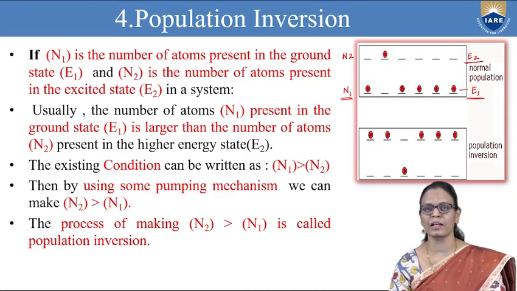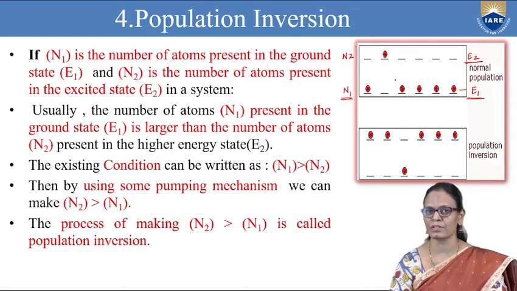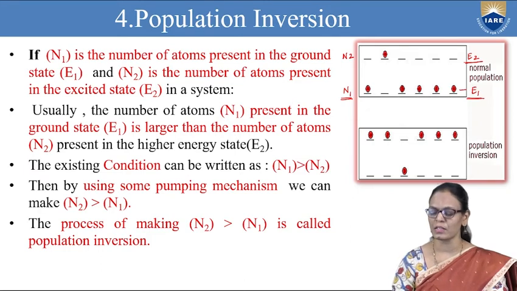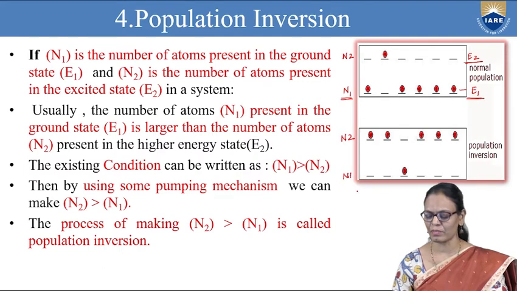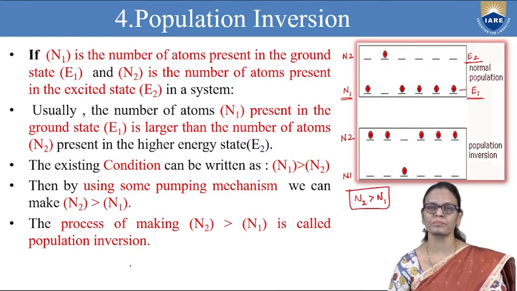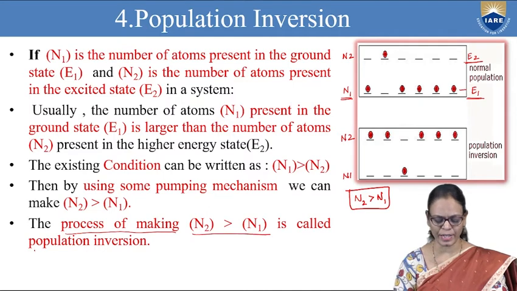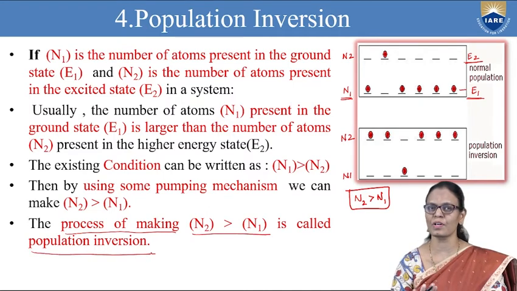And the atoms that are present in a given state, we are calling it as population. But this condition is not favorable for lasing action. For lasing action, what we want is the number of atoms in the excited state should be more than that in the ground state. So we use some pumping mechanism and we will pump the atoms from the lower energy level to the higher energy level such that the number of atoms in the excited state N2 is greater than N1. So this condition N2 greater than N1 is called population inversion. So the process of making N2 greater than N1 is called population inversion. We are inversing the condition of population, so it is called as population inversion.